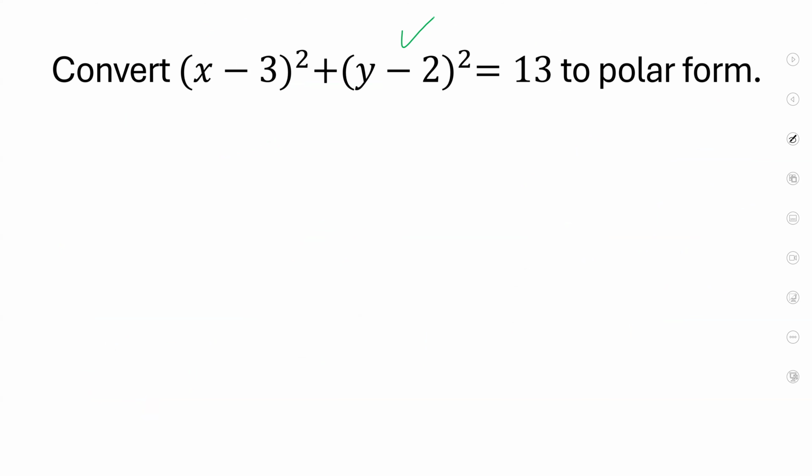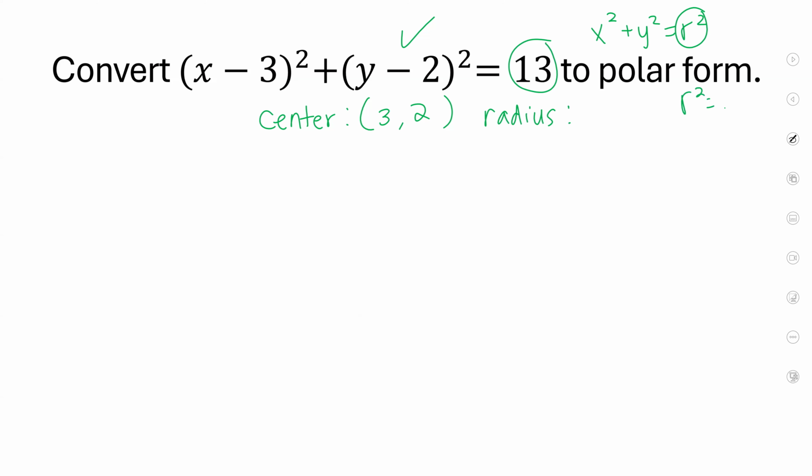Jacob, where is it centered? Yep, 3, 2. What's my radius? You're very close. Remember, this is a formula. R squared is 13. So what's just regular R? You got it. So guys, that's the information I have.